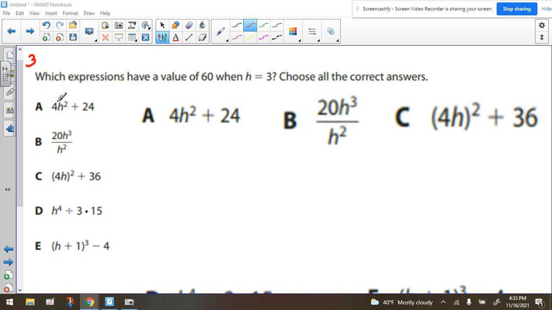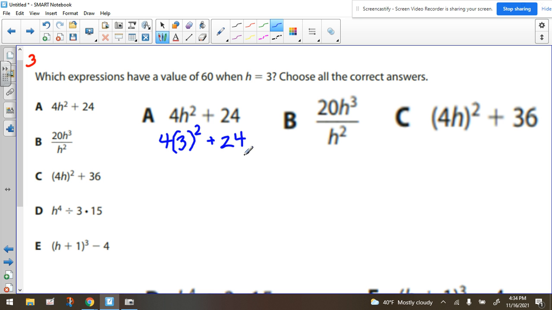So I've already started. I copied A. Make sure you copy this on your piece of paper. Don't forget to put an A next to it. And then let's substitute in the values. So I'm going to rewrite the 4. But rather than writing an h, I'm going to substitute what they're telling you h is equal to, which is 3. And then we have to square that. And then we have to add 24.